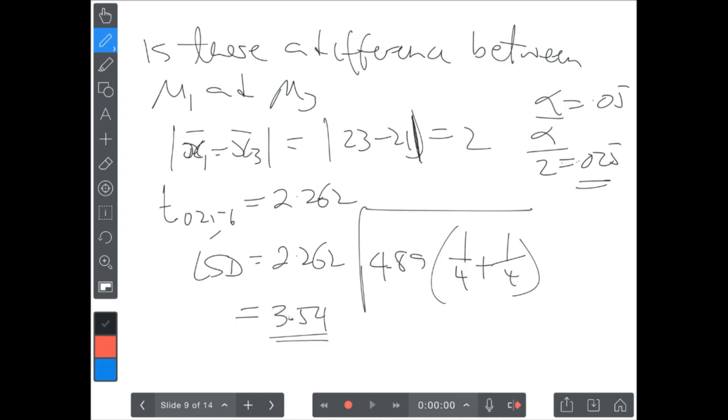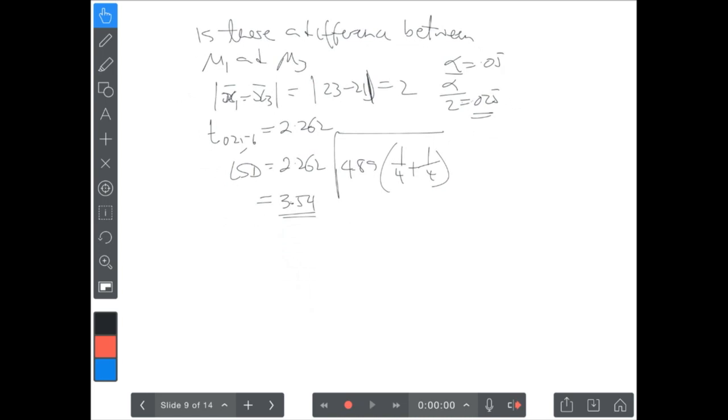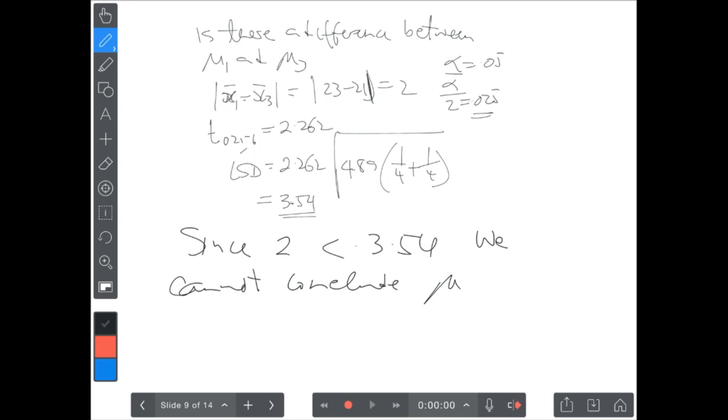So notice that the absolute difference 2 is not larger than 3.54, which means that mu1 and mu3 are not different from each other, or at least we cannot show that they are actually different from each other. So we could say, since 2 is less than 3.54, we cannot conclude mu1 and mu3 differ.